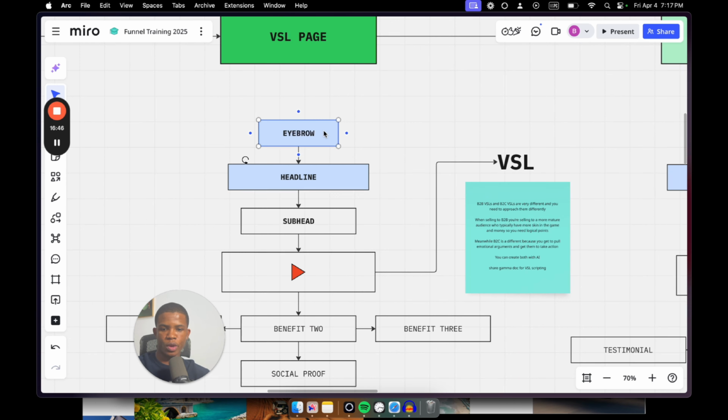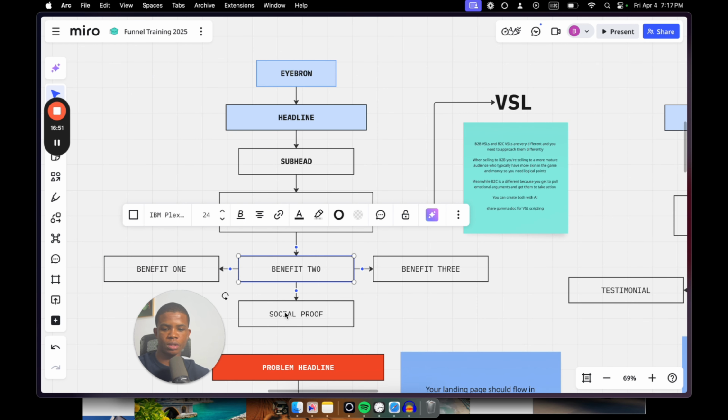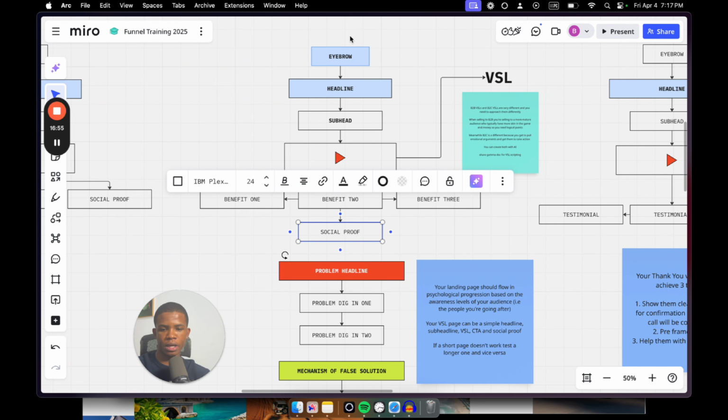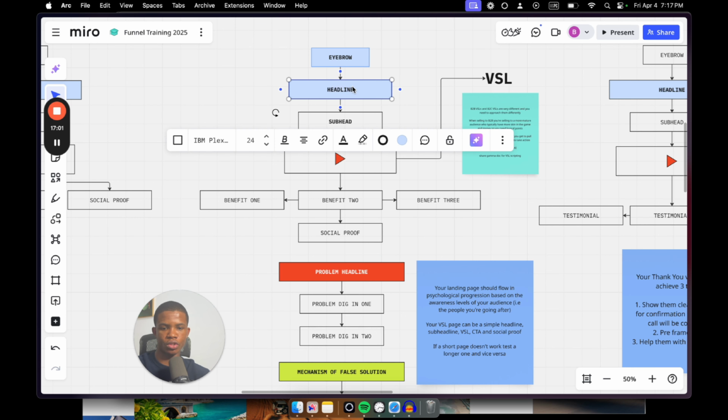Now, you can see we have the eyebrow text, we have the headline, subhead, VSL, benefits, we have social proof. So this is where you should focus. Like, this should be your main point of focus, right? You should be focused on this day and night. Your headline, you should spend 95% of your time just writing your headline.